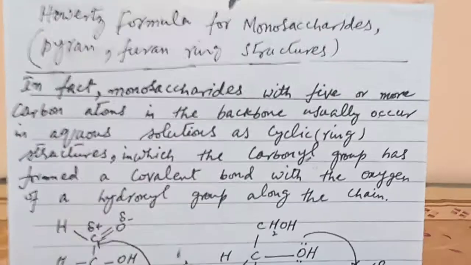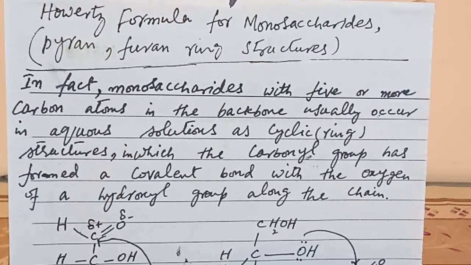Now here I am starting the Haworth formula for monosaccharides, Haworth's ring shape structure. So earlier was linear shape of structure of monosaccharides and the new one is later on which I am starting, which is called the ring structure formation, which is proposed by Haworth. So these ring structures are of two types. 6-member ring structure is called the pyran and the 5-member ring structure is called the furan.